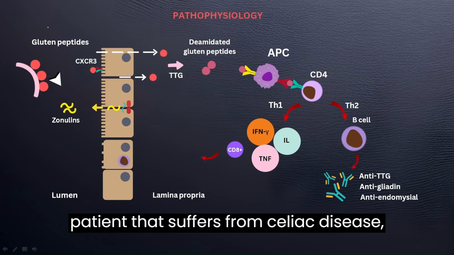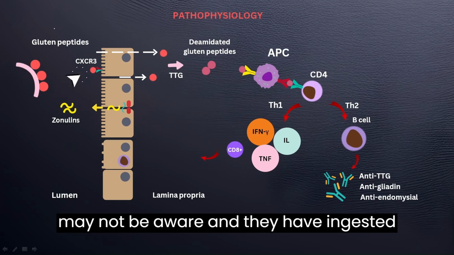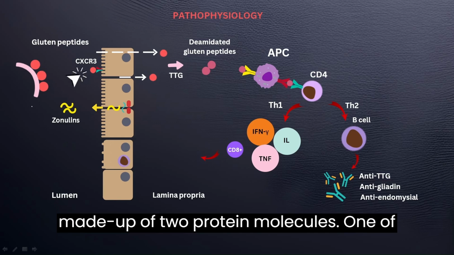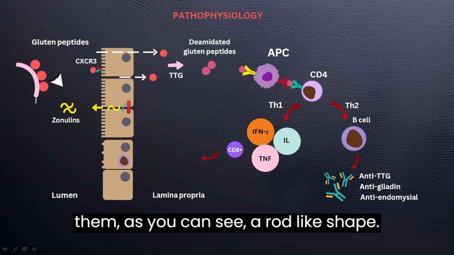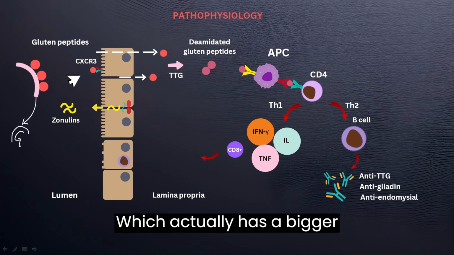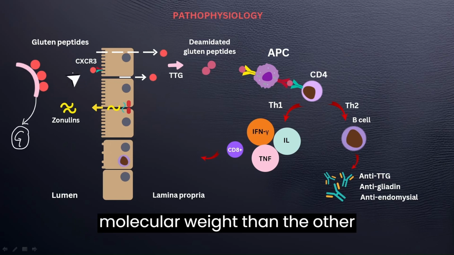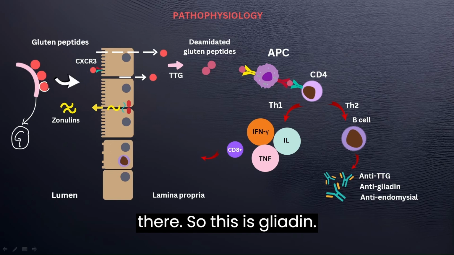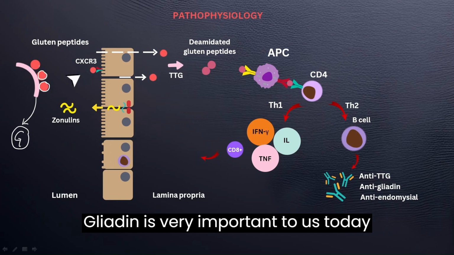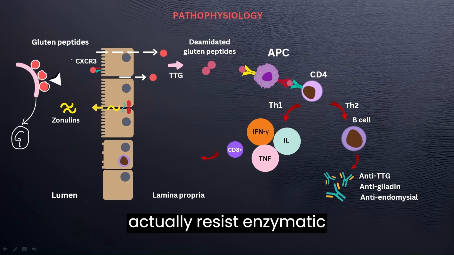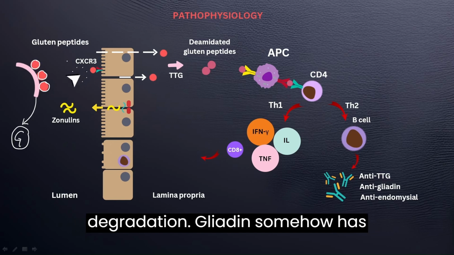So this is a patient that suffers from celiac disease, may not be aware, and they have ingested a food that contains gluten. Gluten is made up of two protein molecules. One of them, as you can see, has a rod-like shape. We're going to call that glutenin, which has a bigger molecular weight than its other component, which is called gliadin. So this is gliadin. Gliadin is very important to us today because it is a tough peptide that can actually resist enzymatic degradation.